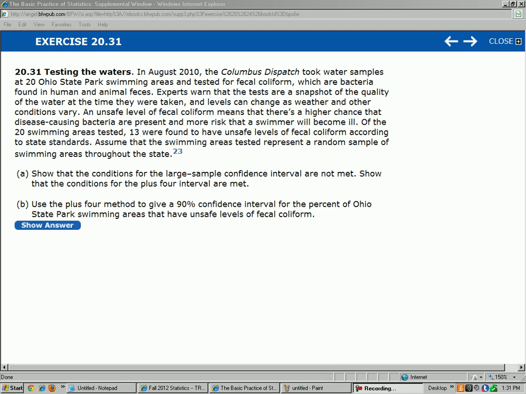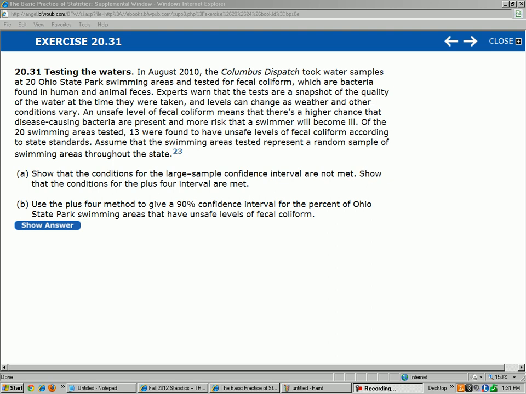Hello, this is chapter 20, exercise 31. This is an example where you have a small sample and you do need to use the plus 4 method because the sampling distribution is not necessarily going to be a normal curve in this case. But like I said, I won't have any plus 4 method questions on the test. Since it's in the homework, let me explain how it goes.